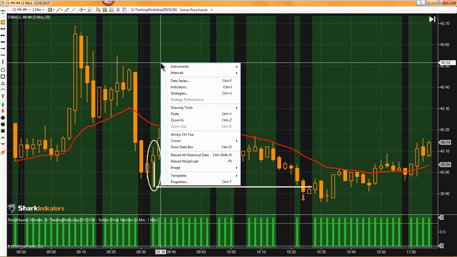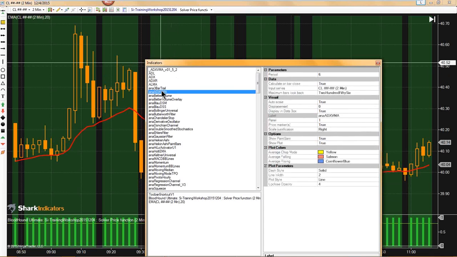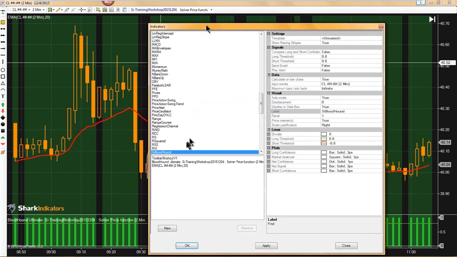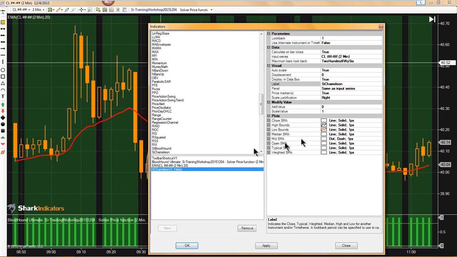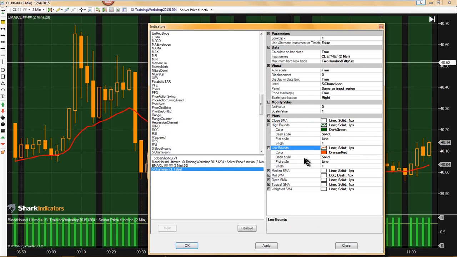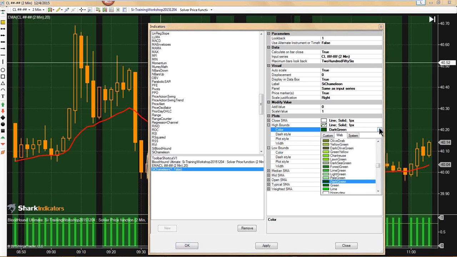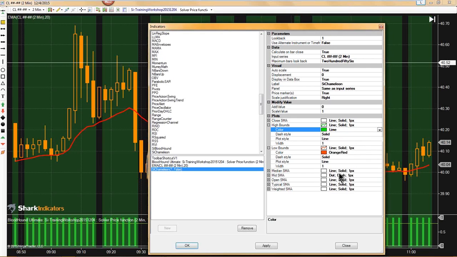So, for example, let's put Chameleon on here. One of the neat things we added to Chameleon, remember I was showing you earlier, we have the high bounds and low bounds here. High bounds and low bounds. Let me change the color there. And let's set a look back of 10.